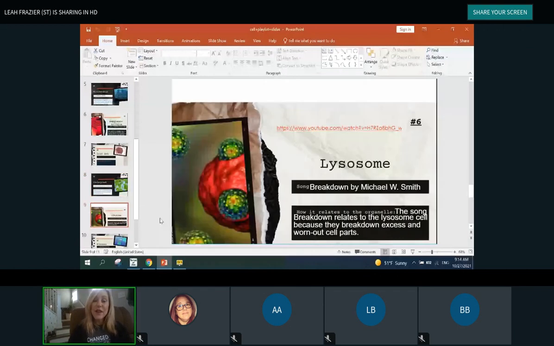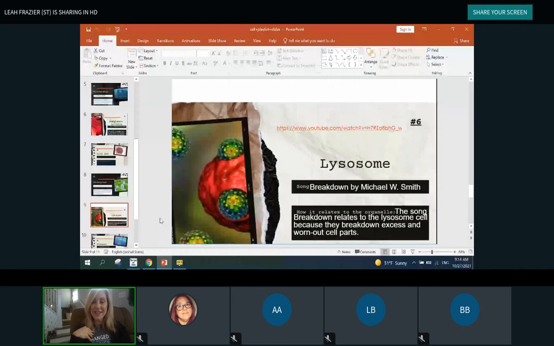For the lysosome, Breakdown by Michael W. Smith, such a good artist. The song Breakdown relates to the lysosome because that's what the lysosome does. The lysosome takes all the excess stuff in the cell and breaks it down, and even the worn out parts. That's perfect.